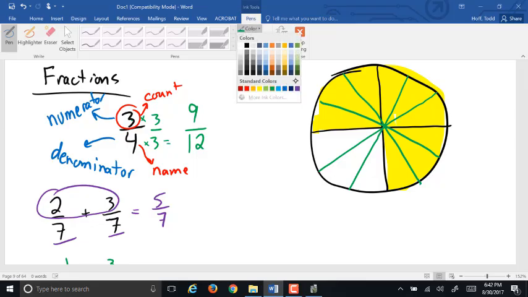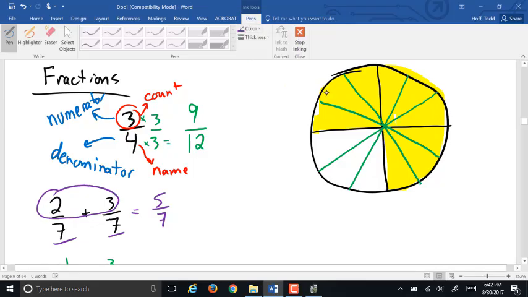Do we have any more or less than we did before? No, it's the exact same amount. 9/12 is the exact same amount as 3/4. It just looks different. We've just given it a new name. We haven't changed its value. And the reason we were able to do that is what we did right here, 3/3.